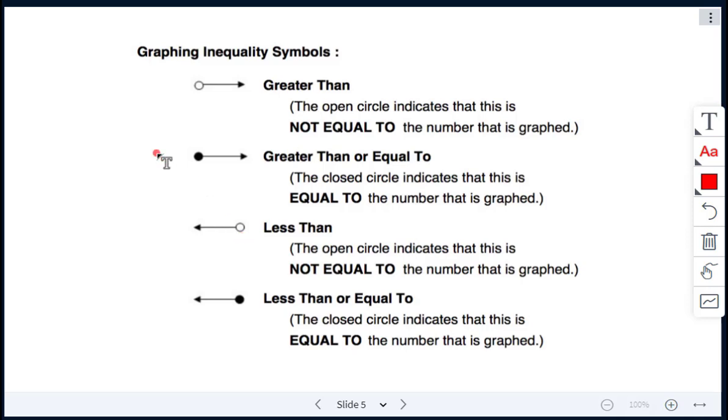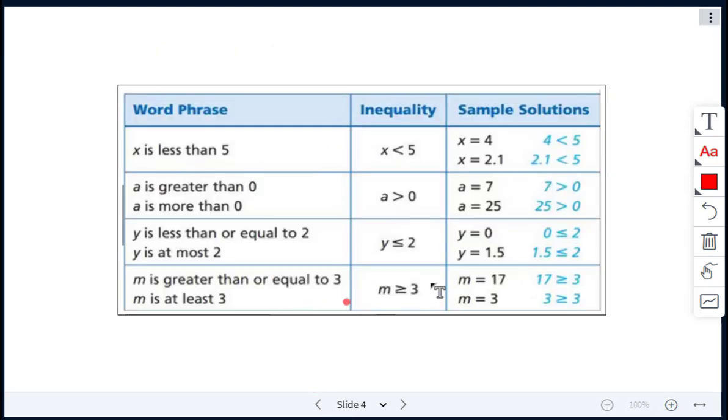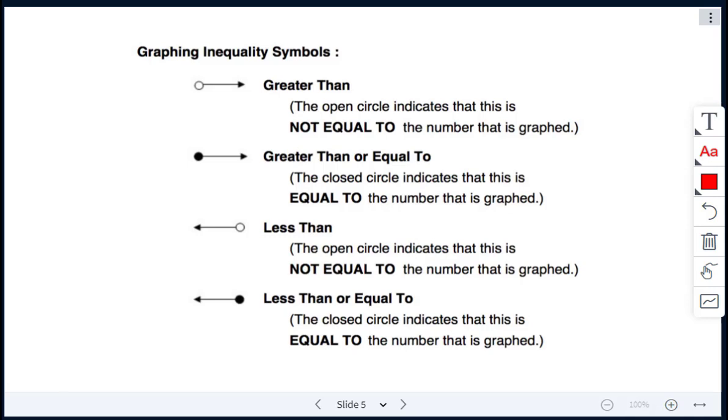When we have a greater than or equal to symbol or a less than or equal to symbol, when we're graphing on a number line, we use this closed circle or a filled in circle like this. That means that the number is included as part of the solutions. So for example here, the 2, and in this example, the 3, they are included as part of the solutions. All right, so that is how we would represent it on a number line.